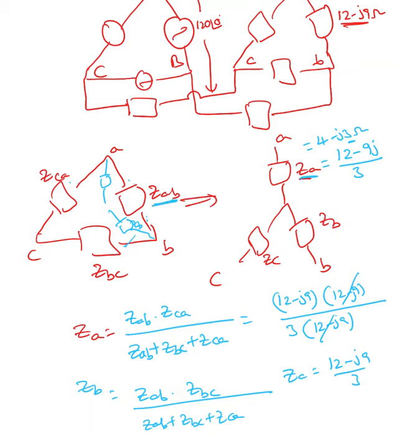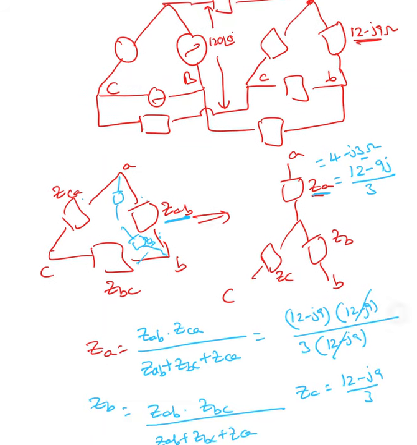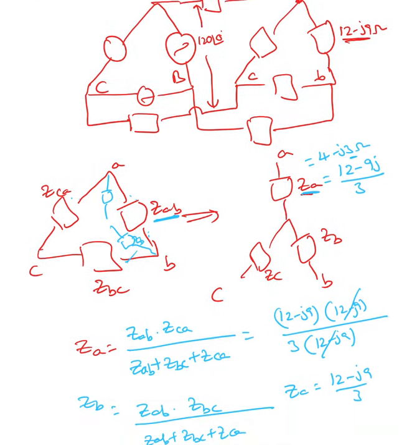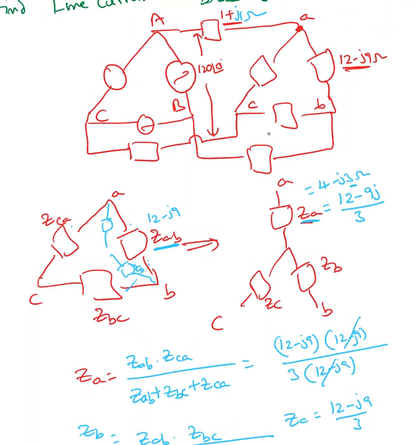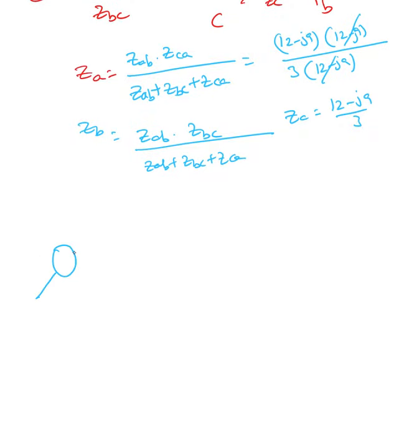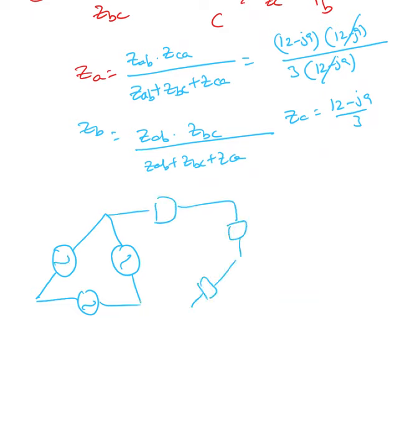That's how I remember. Delta impedance is larger than the star impedance, 3 times larger. So here I have 12 minus J9. When I converted this into star, it is 4 minus J3: 12 divided by 3 minus J9 divided by 3. That's how we find the branch impedance. So here what I'm going to do is replace this delta load with the Y load. So when I redraw the circuit diagram, okay, here is my circuit diagram.